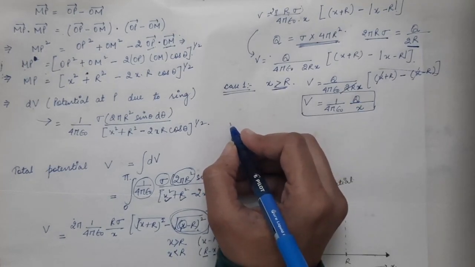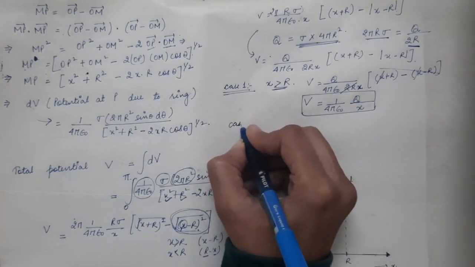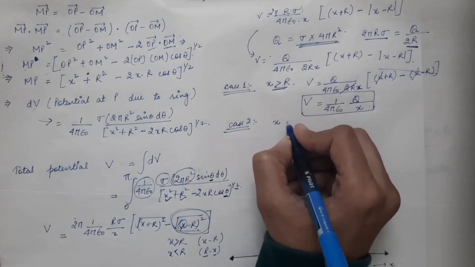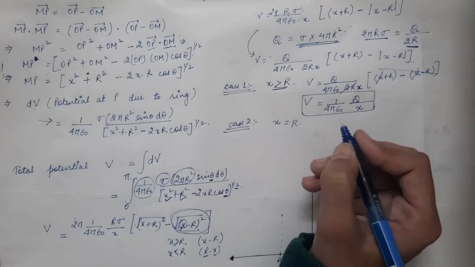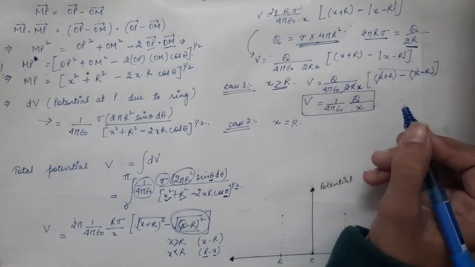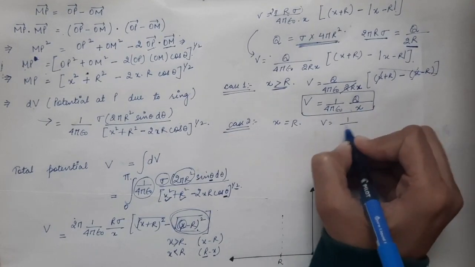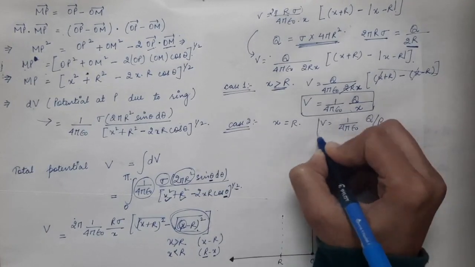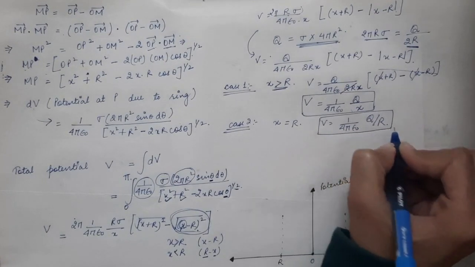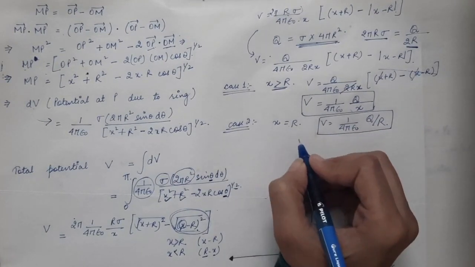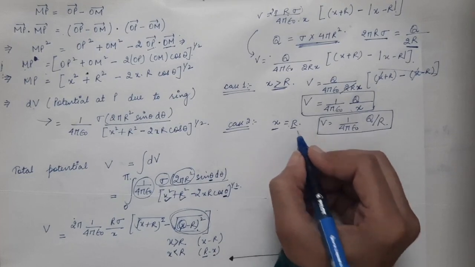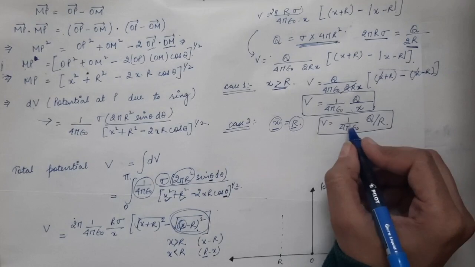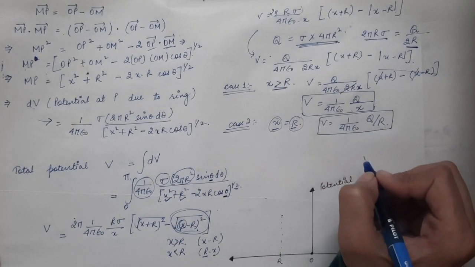Now the second case is when x is equal to capital R. In that case you will just put x is equal to capital R. So potential will come out to be equal to 1 by 4 pi epsilon naught q divided by capital R. So that is the potential on the surface of the shell. x is equal to capital R means the observation point is on the surface of the shell. So in that case potential will be equal to this expression.